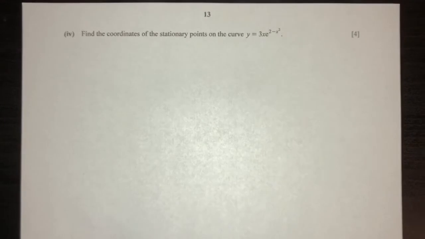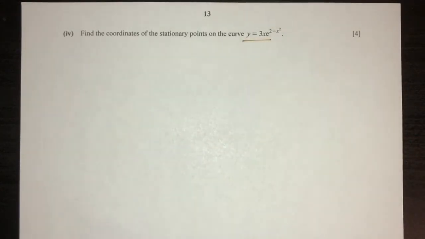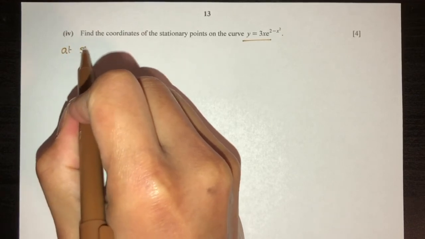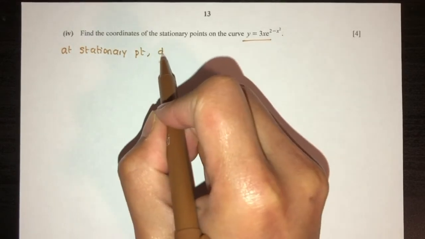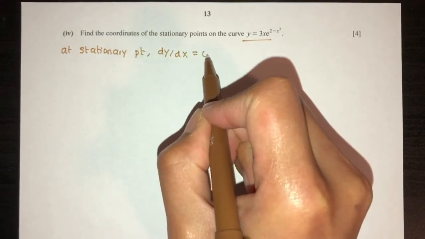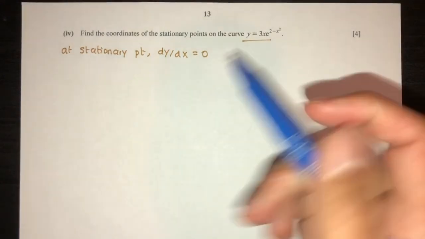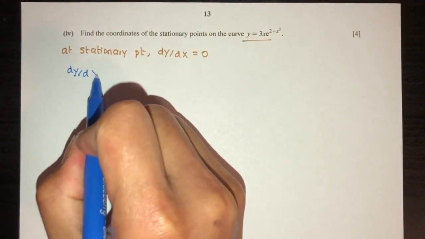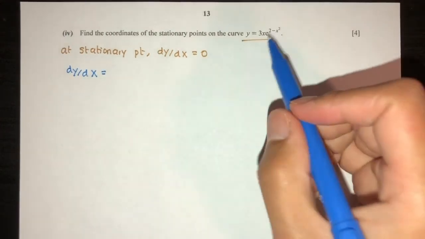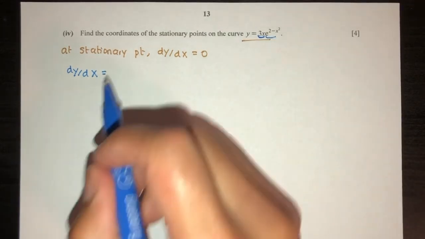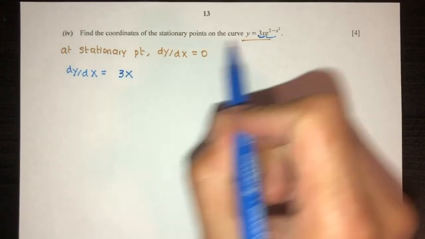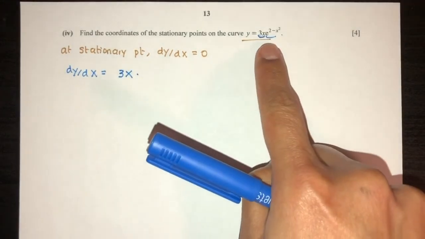Now let's move on to part 4 of the question. We have to find the coordinates of the stationary points of the curve y equal to this. We know that at stationary points, dy by dx has to be 0. So we have to first find dy by dx. Here you can see that it is a product of this and this, so we have to use our product rule. First we write down the first function as it is, times d by dx of the second one.